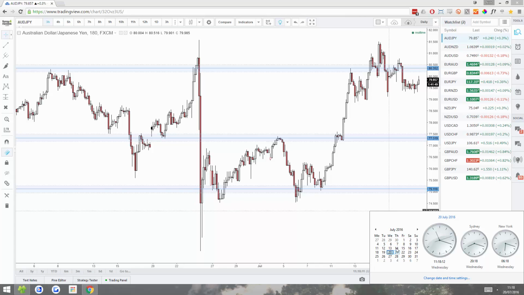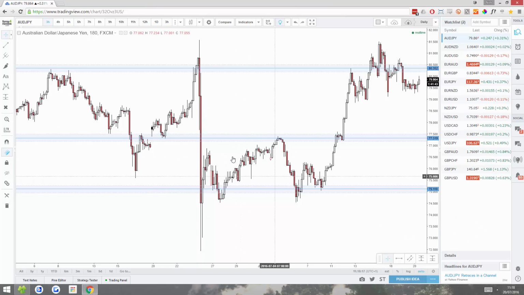Today is Wednesday, the 20th of July 2016, and the time is 11:18 here in the UK. You're looking at an AUD/JPY 3-hour chart. In today's analysis, like every analysis I do, we're going to be scanning for price action setups. The way I scan for price action setups, and I do this several times per day, is I go through each and every pair on my list.